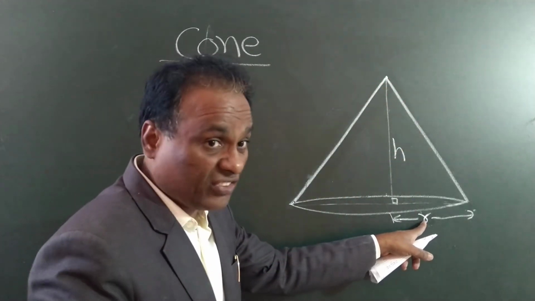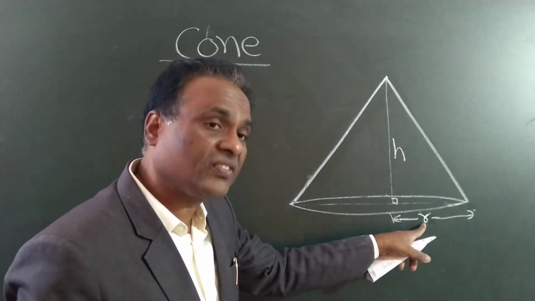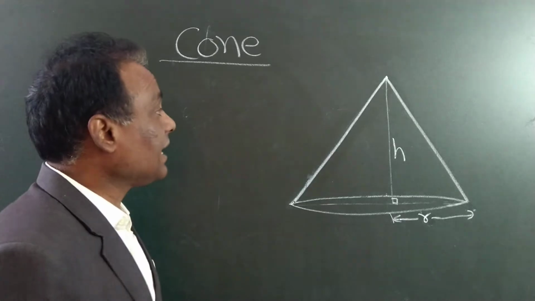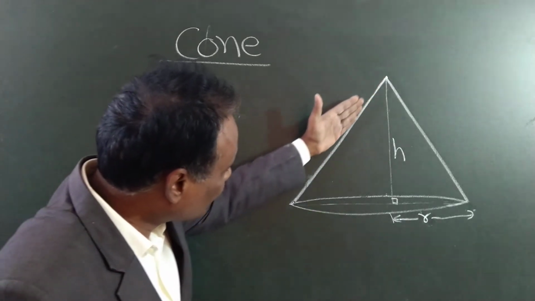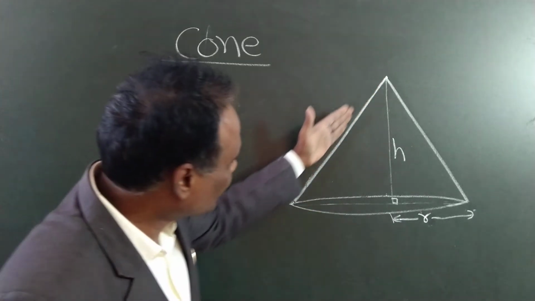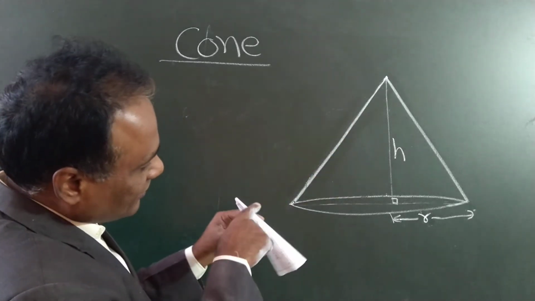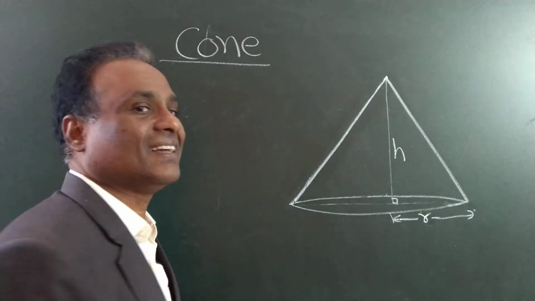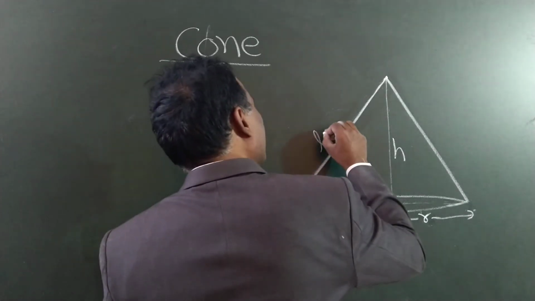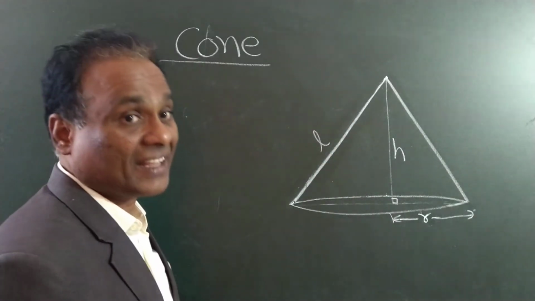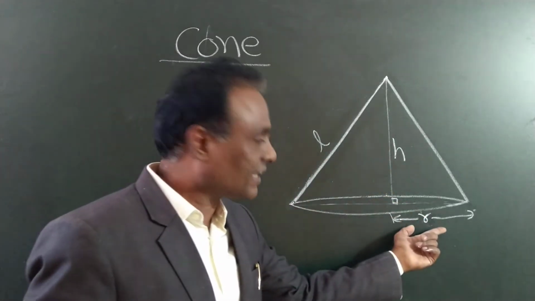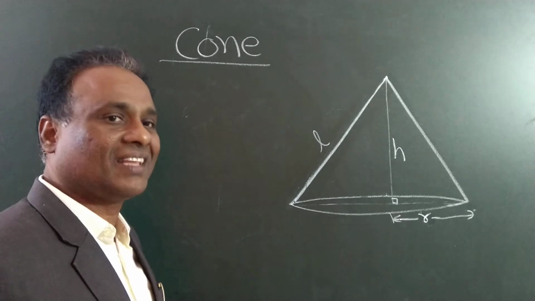The base has a radius, say the radius be R. The height is H, and this cross length, like this, is called the slant height, denoted by L. L is the slant height, this is the height, this is the radius. So these are the three values for the cone.